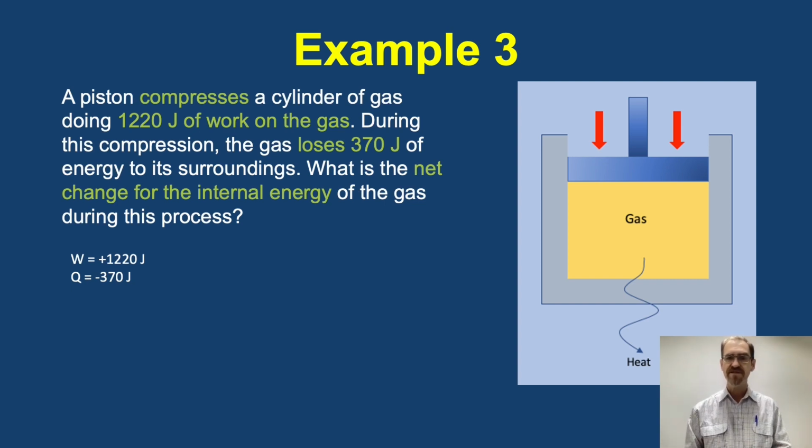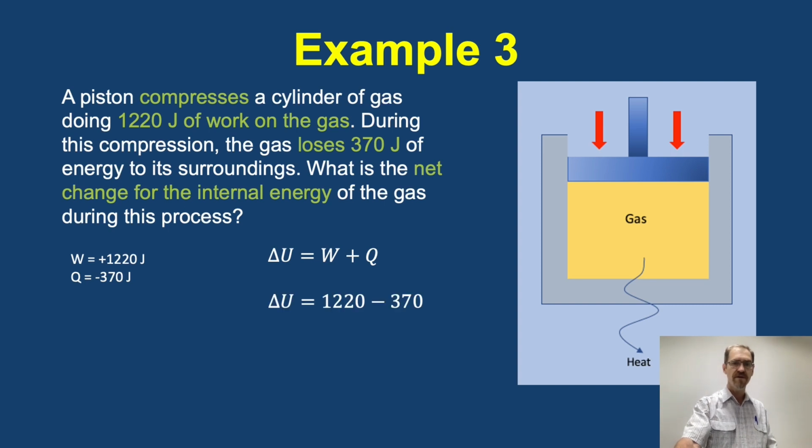The work is positive because the work is being done on the system. The heat is negative because the heat is being lost or released by the system. Our equation, ΔU is equal to W plus Q. We plug in our values. The change in the internal energy of the system is 850 joules.